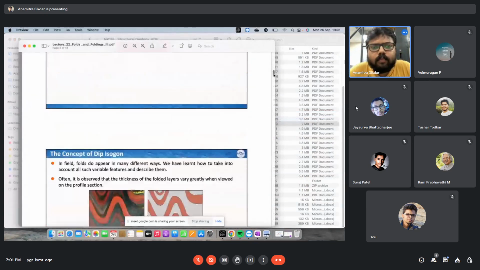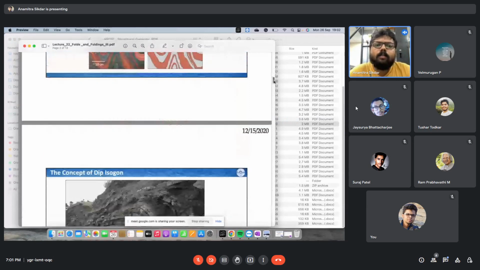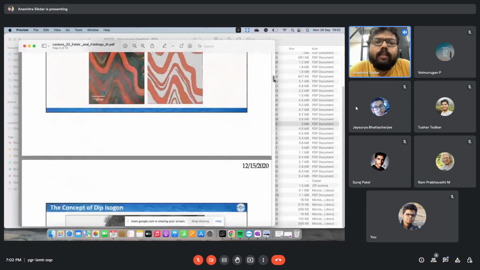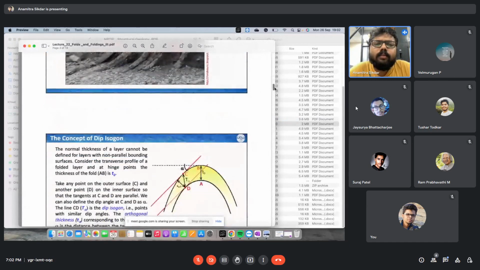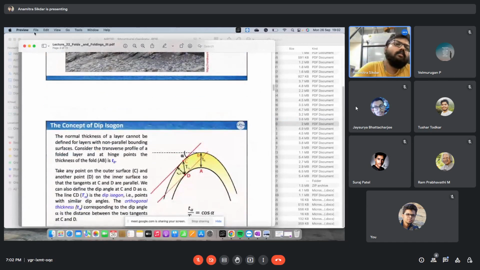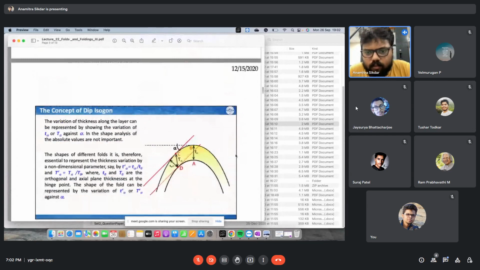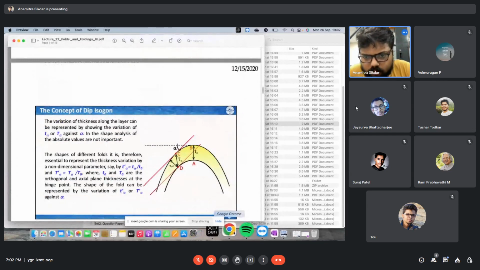So in this part we will be doing some kind of mathematical classification. Like Ramsey, he classified the fold on the basis of dip isogons. So what is a dip isogon?